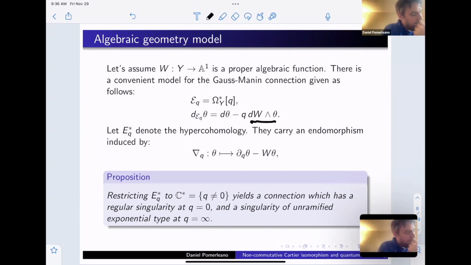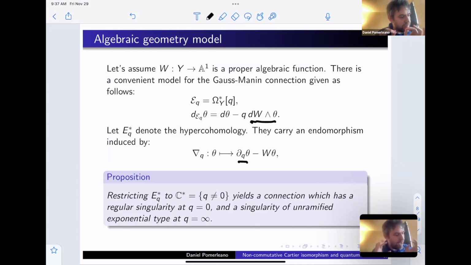One thing I should point out right away is that we're not assuming that this family is smooth. So this will have some singular points, potentially also at infinity. There'll be some finite singular points that I have not removed in this case. And I'm looking at the hypercohomology of this complex, which then carries an endomorphism, which is induced by this operator nabla q. I take the derivative and then I multiply by just the function.